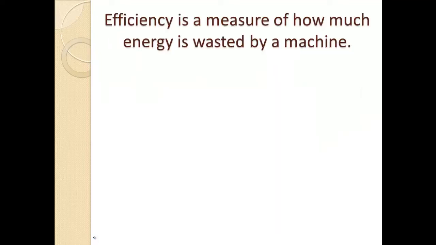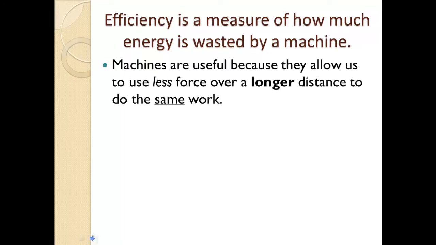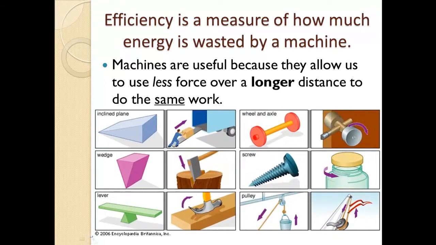So when we talk about that, first we've got to actually define efficiency. Efficiency is just the measure of how much energy is wasted by a machine. The truth is that all machines waste some kind of energy, and we're going to talk about where that's involved in a little bit. Machines are useful, though, because they allow us to use less force over a longer distance to do the same amount of work. So you have seen many of these in action before.